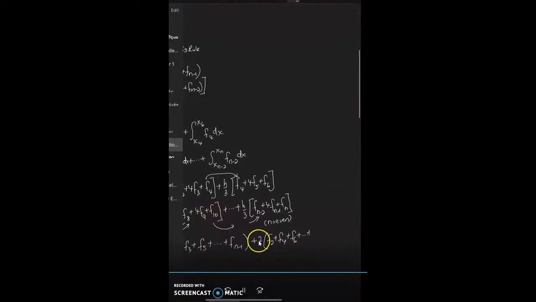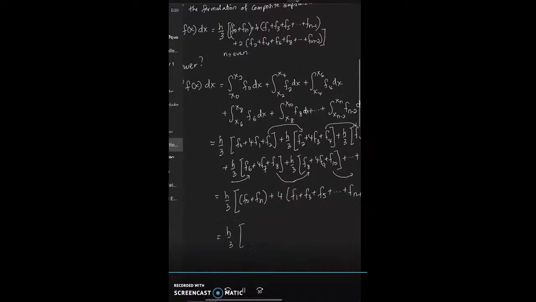So that means you are already correct. Let's say I ask you to stop at f10, you stop at f10. But this is the way how to prove the composite rule for n sub-intervals. N is even. N should be 8, 6, 10, 12, the even values.